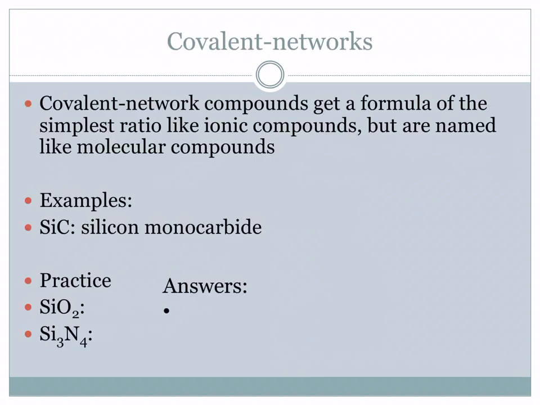All right, so you should have gotten for SiO2, silicon dioxide. That's what's used in solar panels. Okay, then Si3N4 is trisilicon tetranitride. All right. So it's the same naming, it's just the fact that we put it into the simplest ratio.